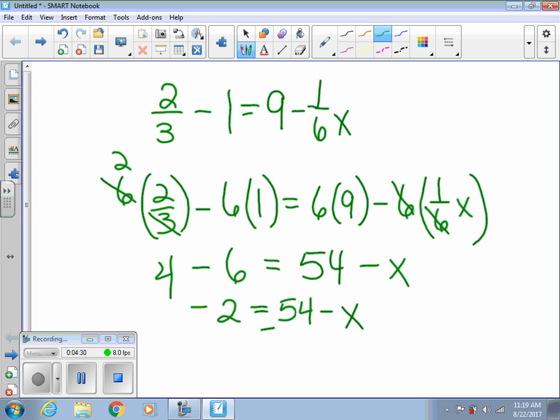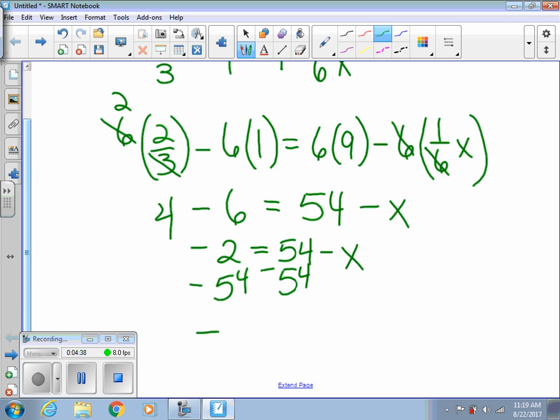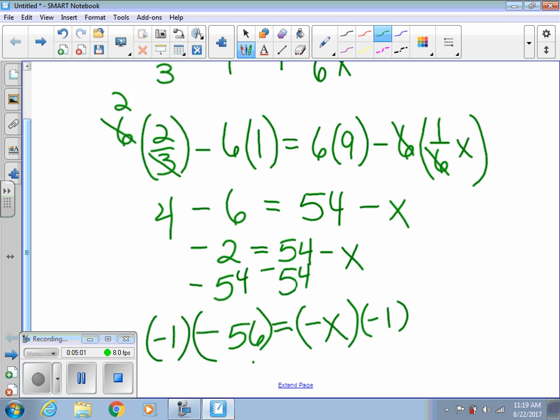54 is positive, so I'm going to subtract 54. And I'll get negative 56 equals negative x. So there's different ways you can get rid of that negative on the x. You could divide both sides by negative 1. Multiply both sides by negative 1. Regardless, it's going to become positive 56 equals x. So negative x equals negative 56, positive x equals 56.